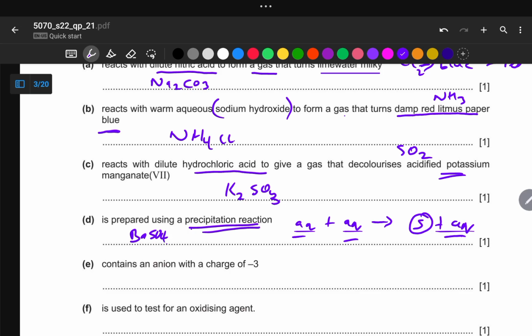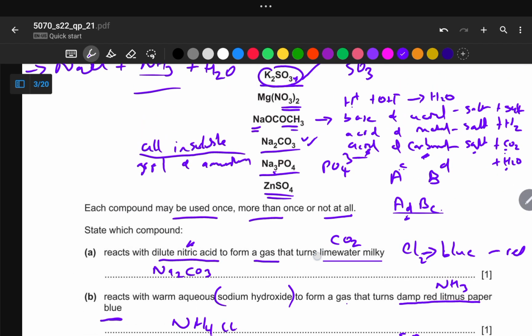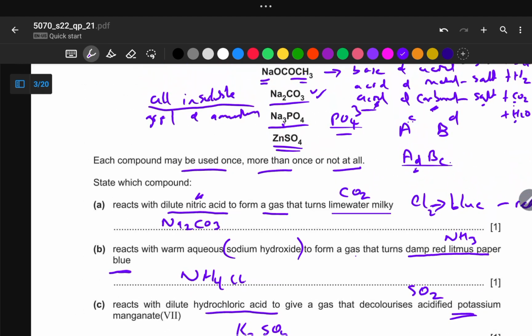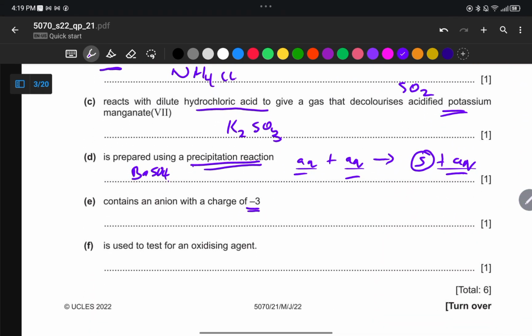We now proceed to the next part, which says a compound which contains an ion with a charge of -3. We have alluded to that before when we derived the ionic formula for the phosphate ion, which is PO4 3-. So it is sodium phosphate, as simple as that.